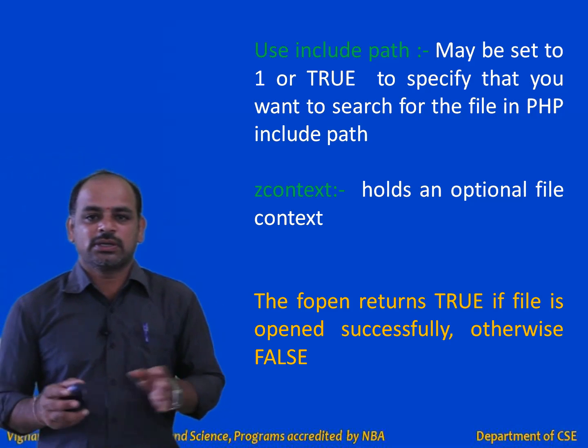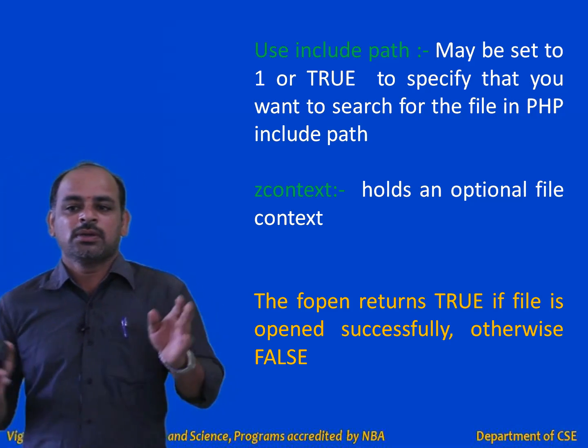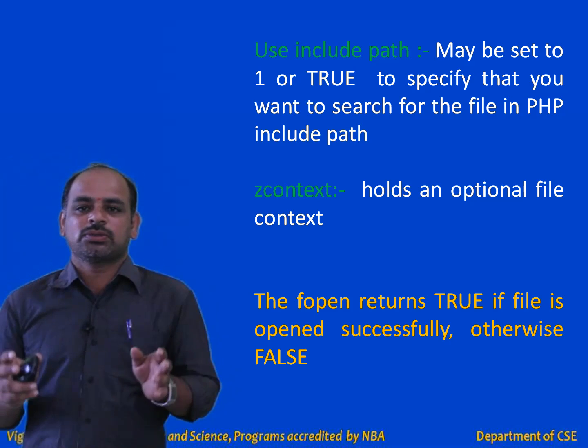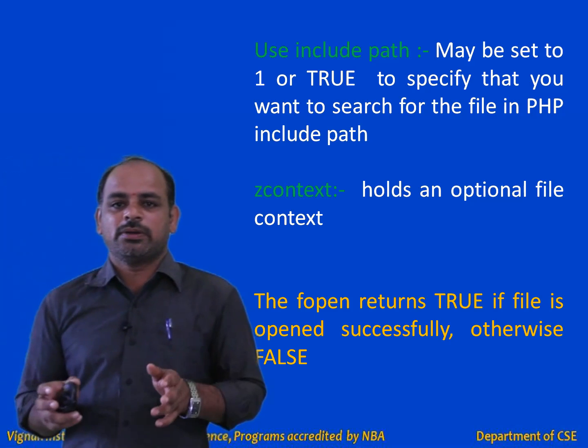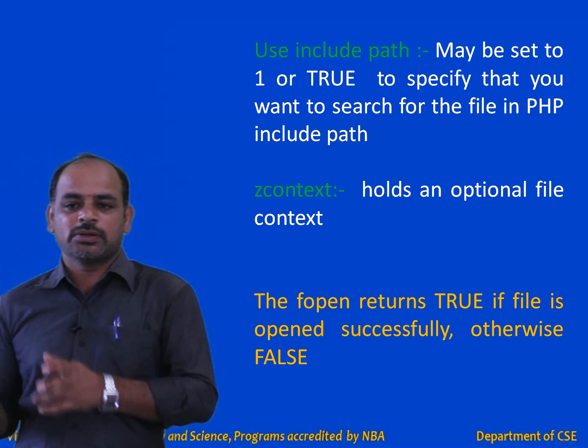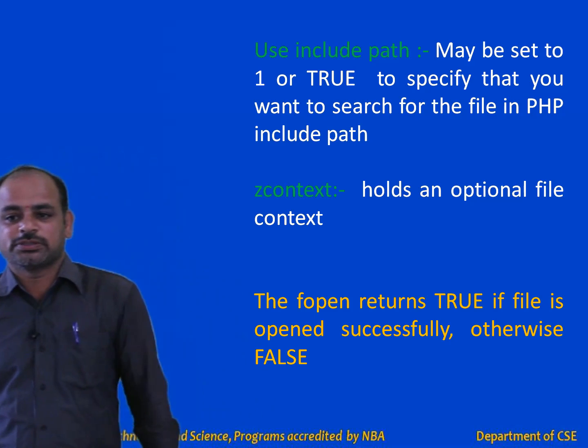Next, context. It is also an optional parameter, not a required parameter here. It is used to modify the stream, right? And I already explained that fopen always returns a boolean value true if the file is opened successfully, otherwise it returns a boolean value false.